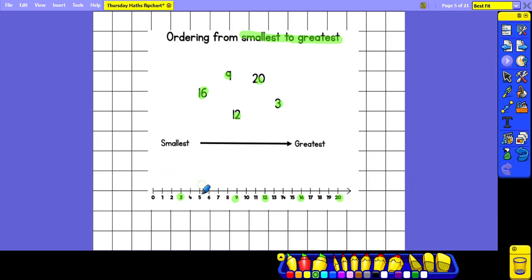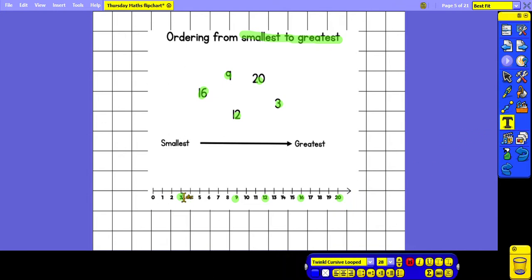And now we can start here with the smallest number, and we can work out the order moving up to the greatest. So the smallest number is 3, then 9, which is greater, then 12, 16, and the greatest number is 20. So we started at the smallest, and the numbers are getting greater each time.